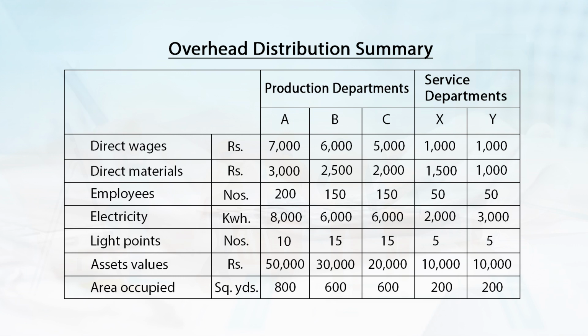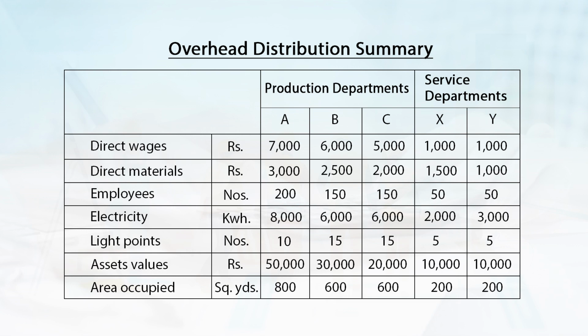Electricity is given in terms of kilowatts. For production department A it is 8,000, for B it is 6,000, for C it is again 6,000 and for service department X it is 2,000 and service department Y it is 3,000. Number of light points are given for production departments A, B and C as 10, 15 and 15 respectively, whereas for service departments X and Y it is 5 points for each department.